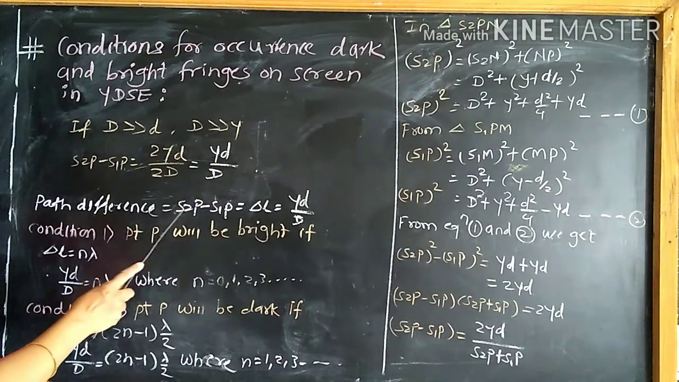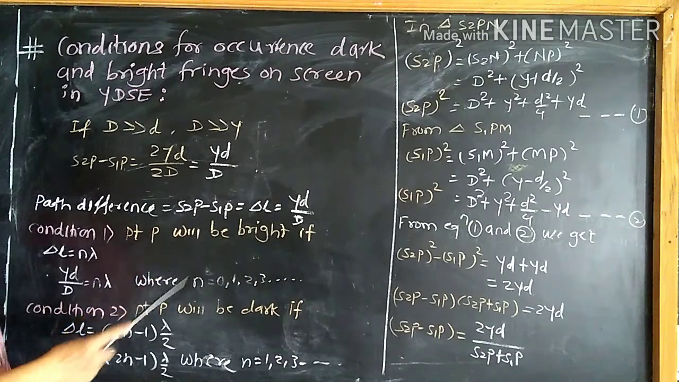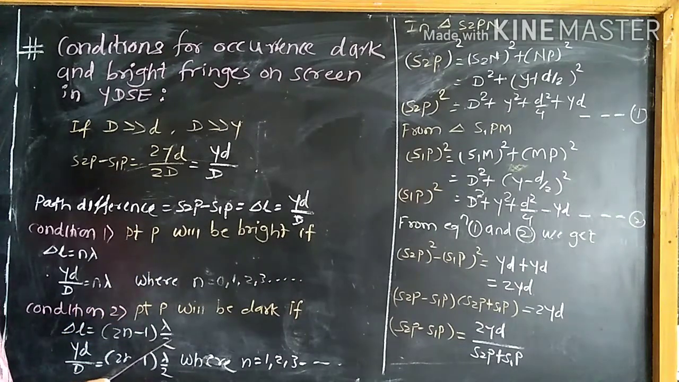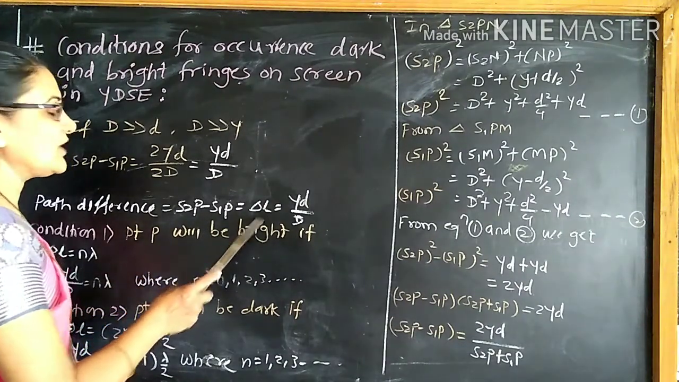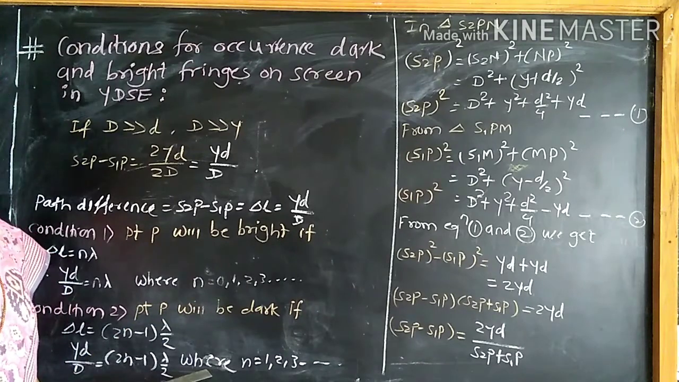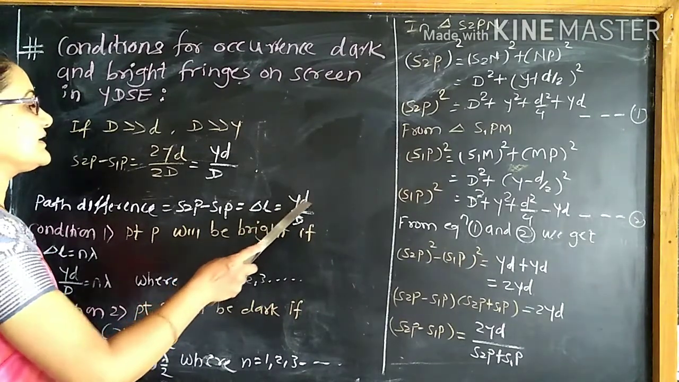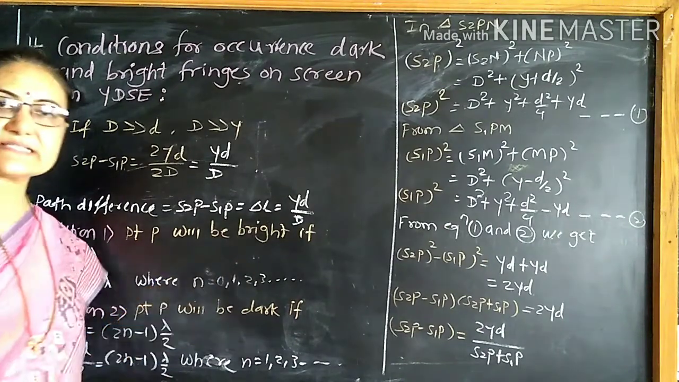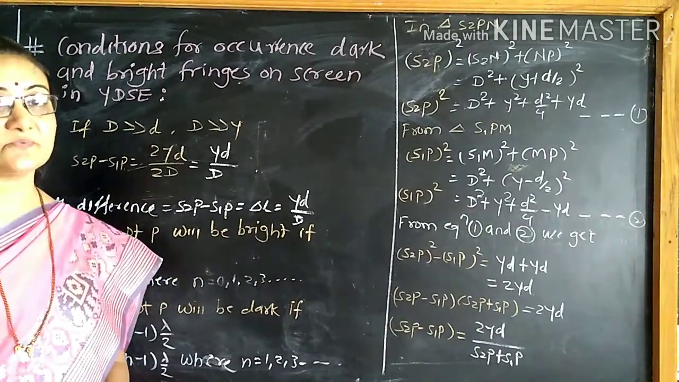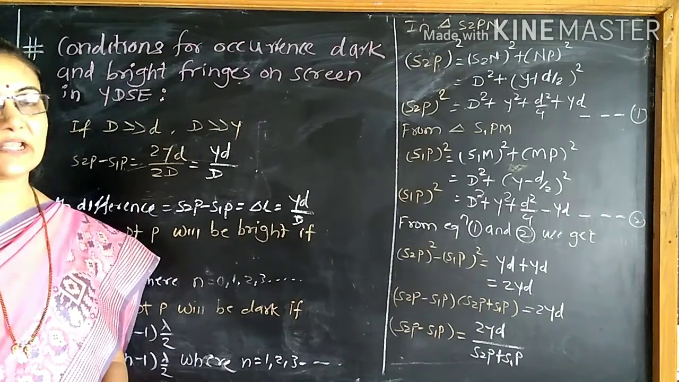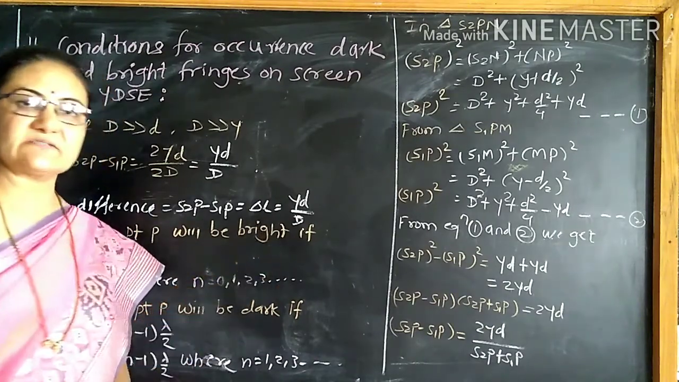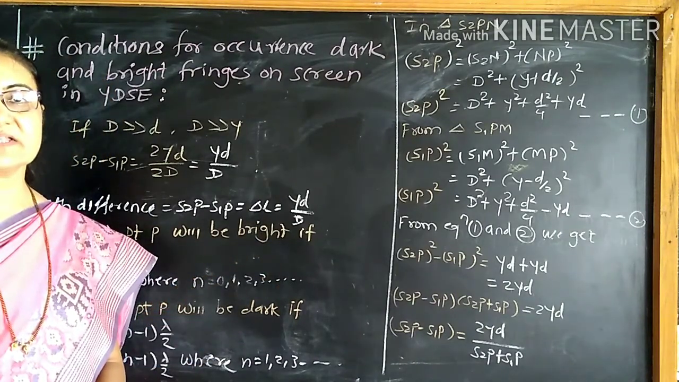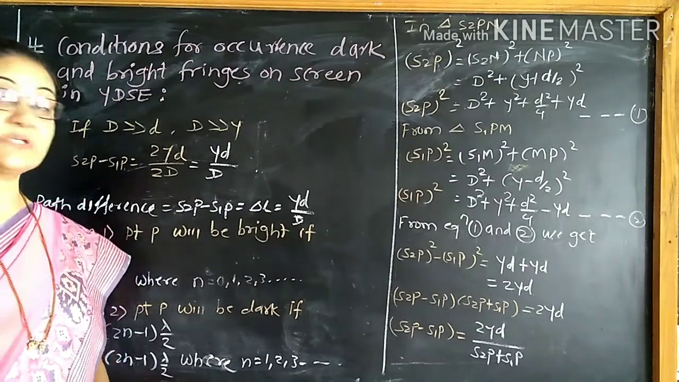Path difference is nothing but S2P minus S1P. Let it be indicated with the symbol delta L. It is the path difference and is equal to yd by D. If this path difference is equal to n lambda, then we get a bright point. And if this path difference is equal to (2n minus 1) into lambda by 2, then we get a dark point.